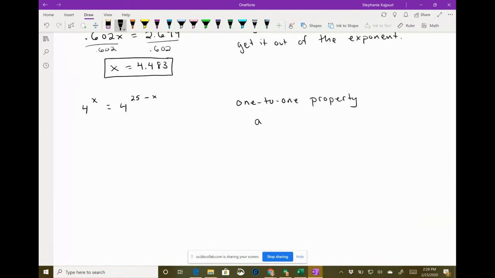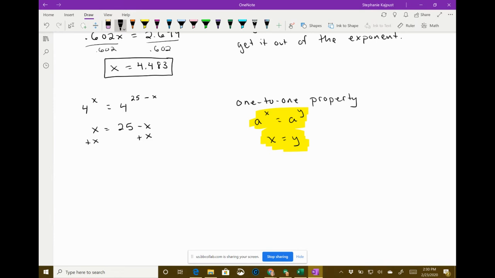And that is saying if you have a to the x equals a to the y, then x is equal to y. So if you have the same base on both sides, you don't have to take a log. You just set those exponents equal to each other. You have x equals 25 minus x. So you don't have to involve logarithms at all, because the base is the same, which means the exponents must be equal. So in this case, then, I'm just solving for x.